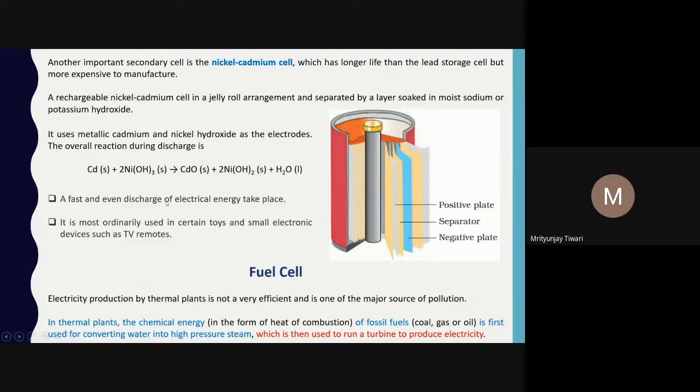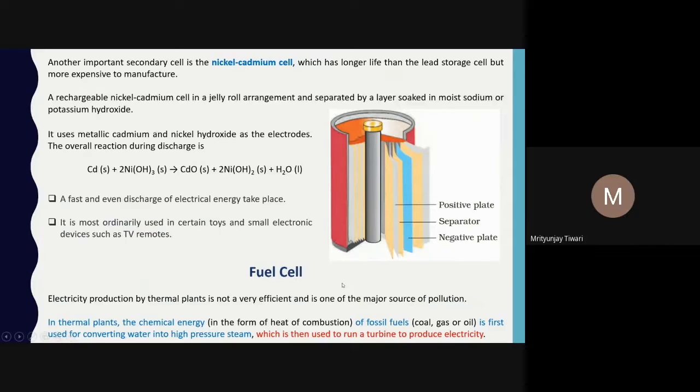So a fast and even discharge of electrical energy takes place. It is most ordinarily used in toys and small electronic devices such as TV remotes. And you see here the positive plate, the separator, the negative plate. The negative plate will be the cadmium, which is the anode, and the positive plate will be made up of NiOH thrice, which is the cathode. And this much is there in your syllabus.